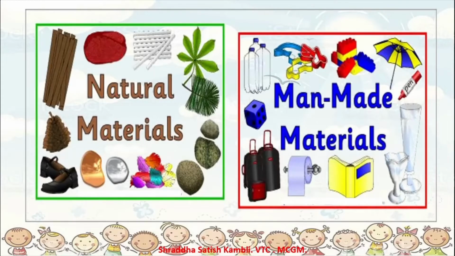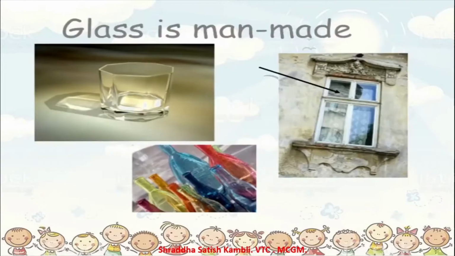So of all these man-made things, you can see one thing there in the picture in the corner below the pen. So what are those? Those are two glasses. So when you look at man-made things or man-made materials, we can say that glass is also man-made. Okay, so it is not natural.